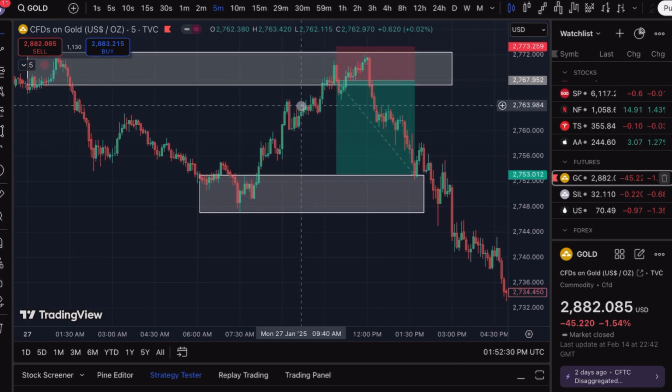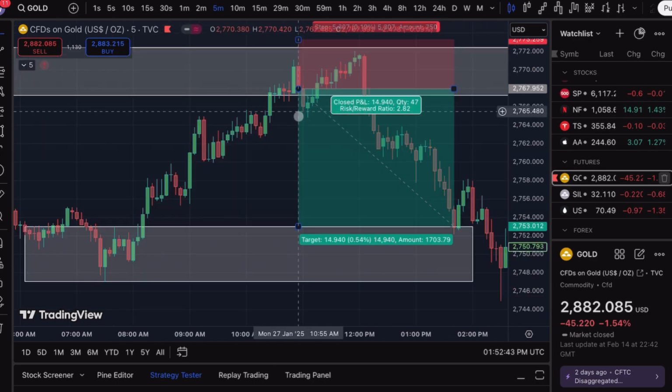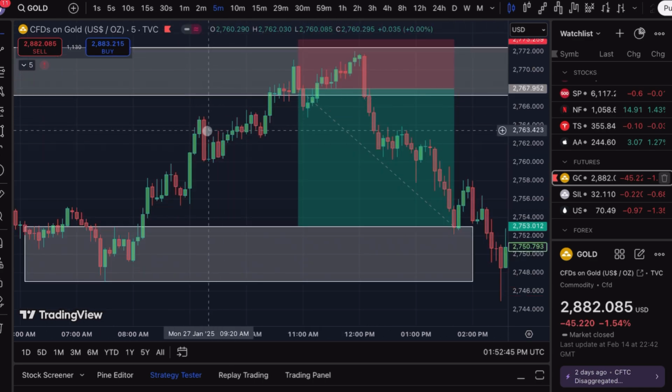This really gives me a good indicator of areas where there are lots of buyers or lots of sellers with limit orders or stop orders. So here is my entry. Let me explain why I entered here.